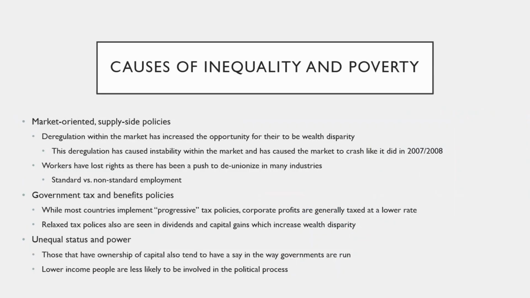As far as other causes of poverty, some people blame market-oriented supply-side policies. Deregulation, they say, has increased the opportunity for there to be wealth disparity. The deregulation has caused instability within the market and led to things like the 2007-2008 crash. Workers have lost rights, and there's been a push to deunionize many industries. We get standard versus non-standard employment. Government tax benefit policies continuing on.